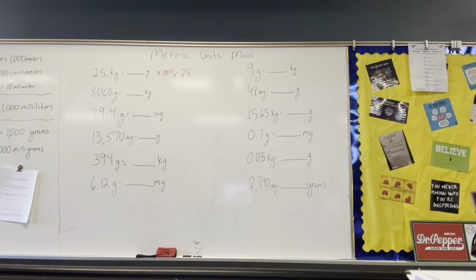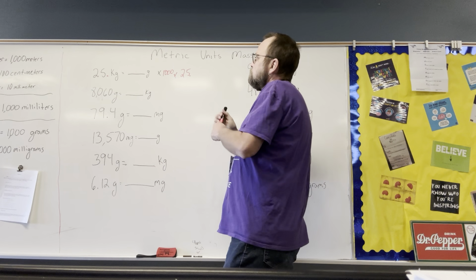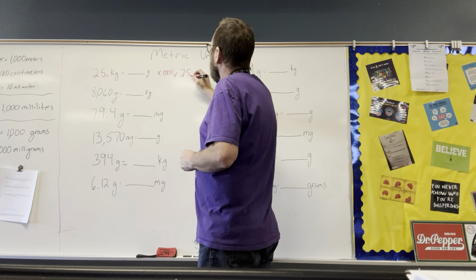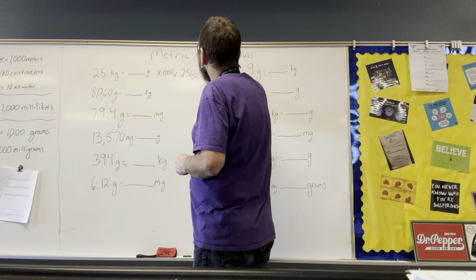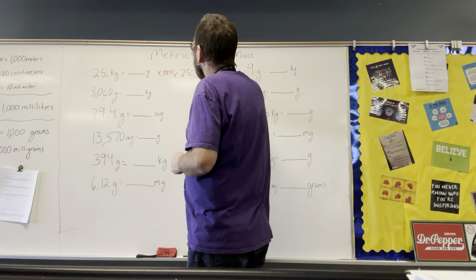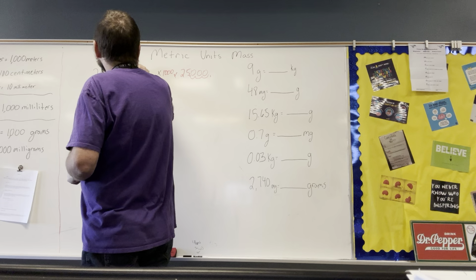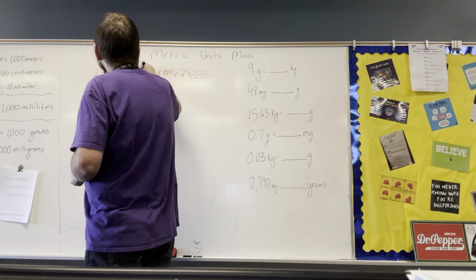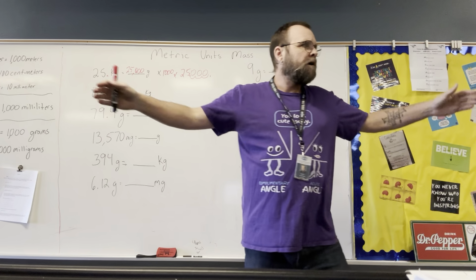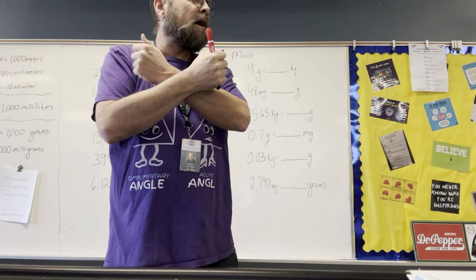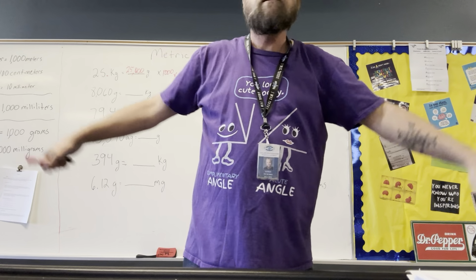Because instead of 25, I need this to be 1,000 times greater, so I have to move my decimal point 3 places to the right. 1, 2, 3, which means these all have to have zeros. And my decimal point goes there. So 25 kilograms equals 25,000 grams. Bigger to smaller multiply, smaller to bigger divide.